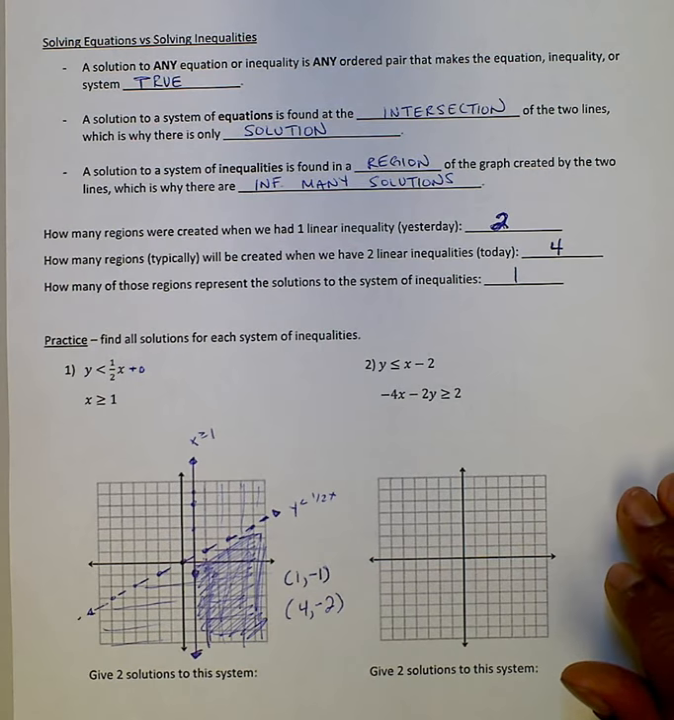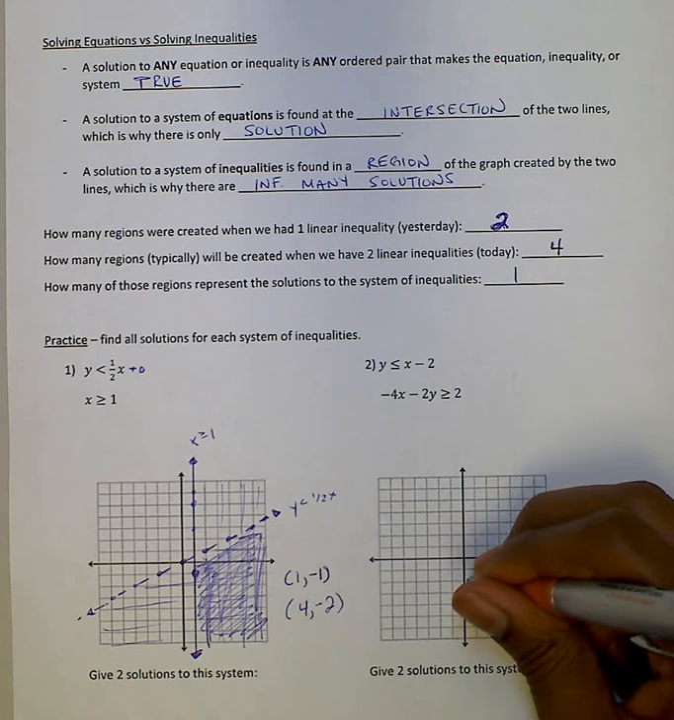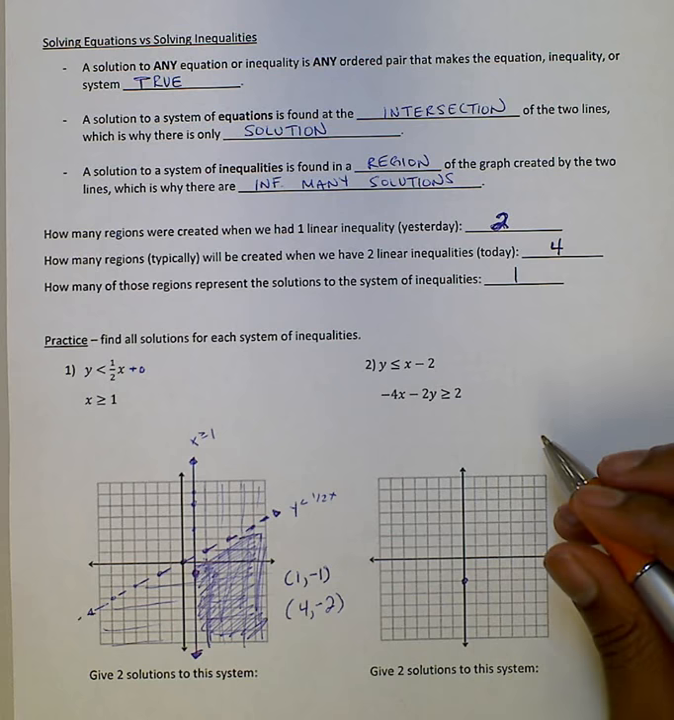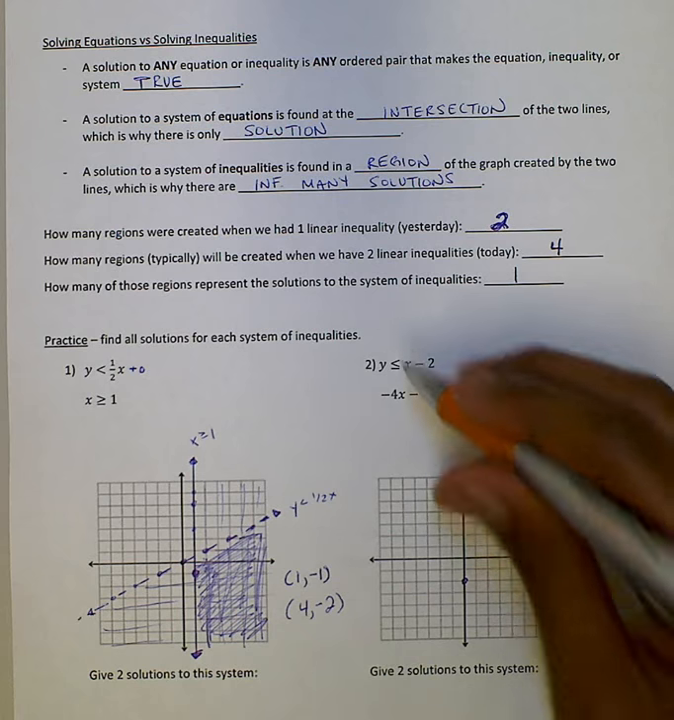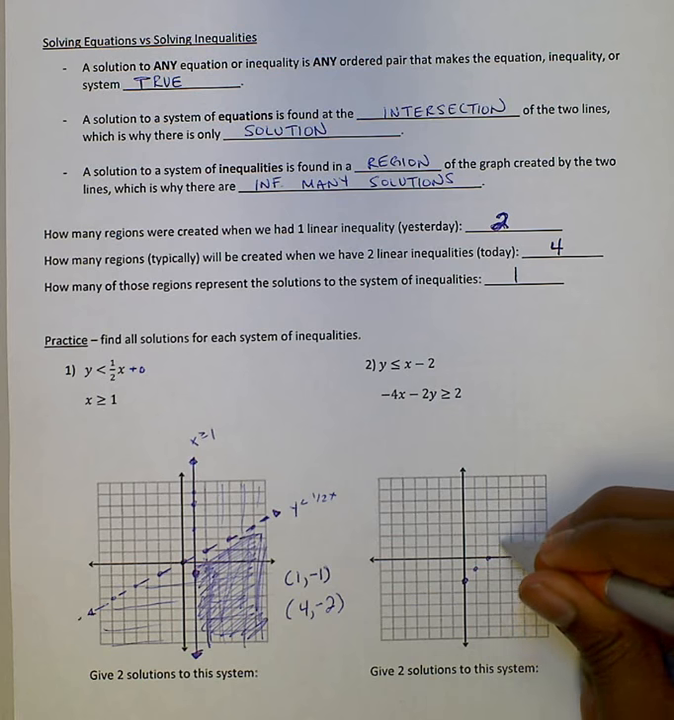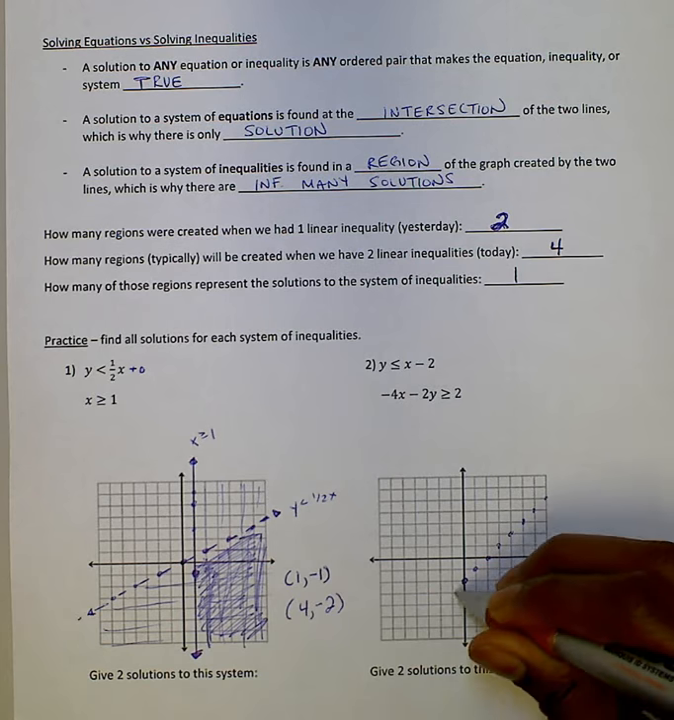Number 2. We have y is less than or equal to x minus 2. And so now we're going to graph this line. Alright, so -2, that's our y-intercept. We have x, our slope is 1, so we go up 1/1, up 1/1, up 1/1. I'll just keep doing this so I know my line is as straight as possible.